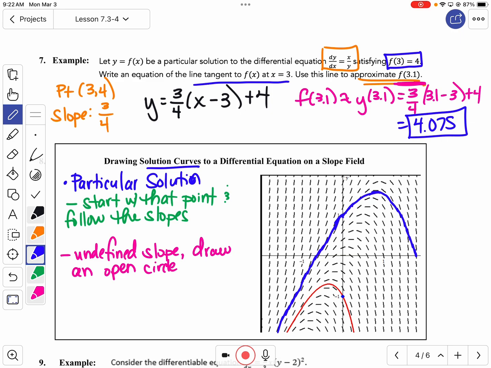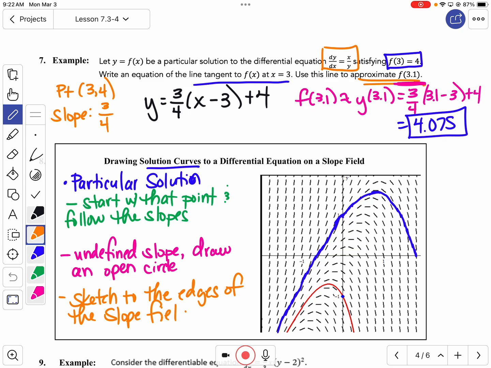You always draw to the end of the slope field. So you sketch to the edges of our slope field.